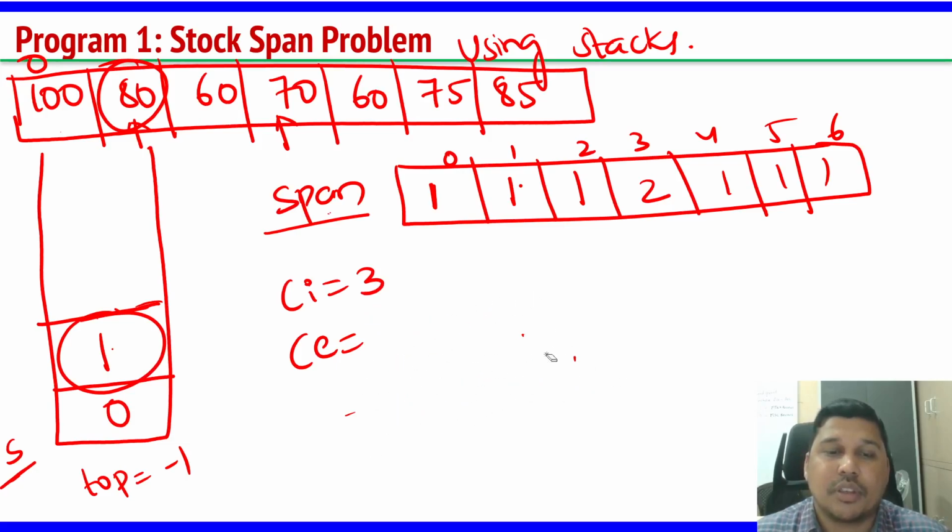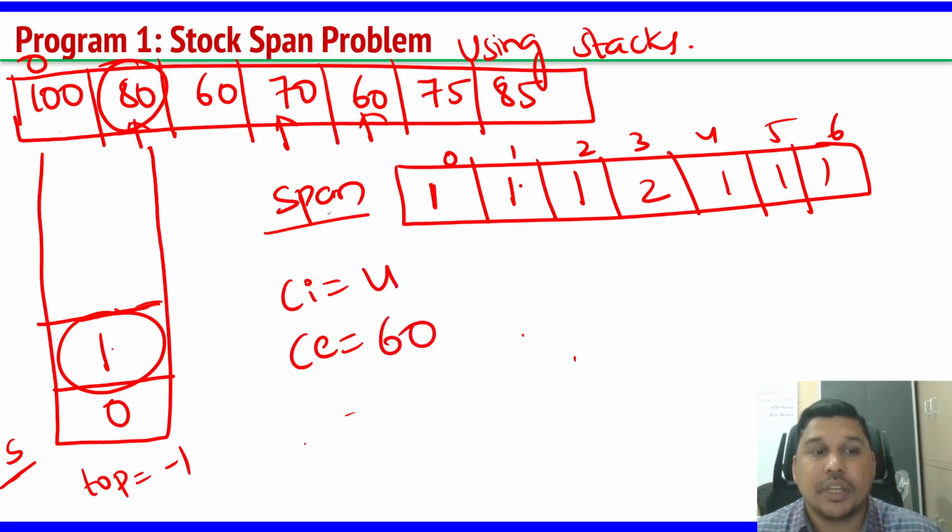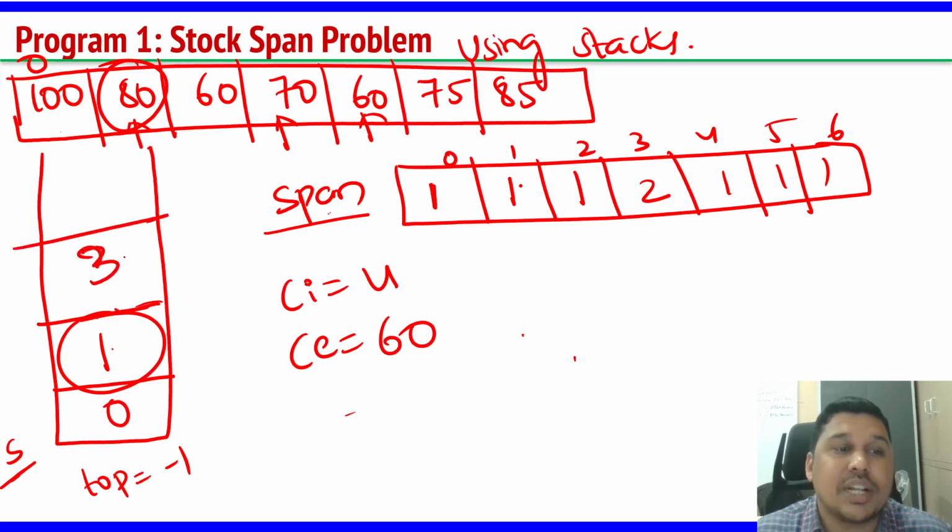So my current index is 4, and the current element is 60. Okay, so what is there in the stack? We have to insert 70 here. What is that index? Index is 3. We have to insert this index. Once the comparison is over, we have to insert that back onto the top of the stack. Now the current element is 60.